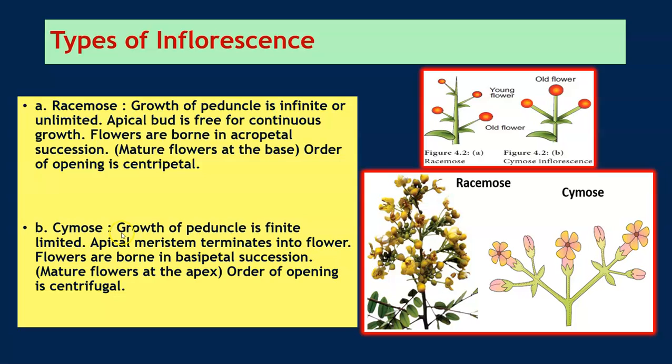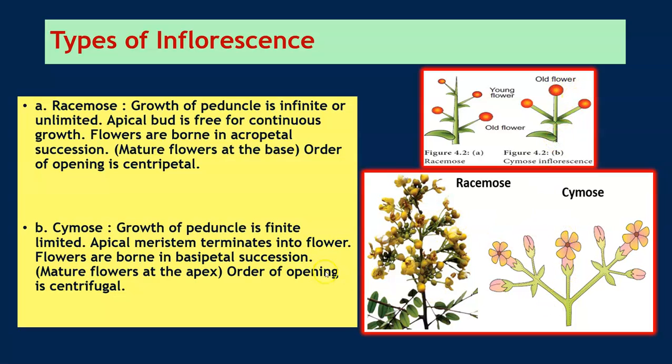And in the cymose inflorescence, the growth of the peduncle is finite. So there is a limited growth to the peduncle. The apical meristem terminates into a flower. So the apical meristem, that is the growing tip, gets converted into a flower. Flowers are borne in basipetal succession. Basipetal succession is where the older flower is at the apex, and below that we have the younger flowers, and the order of opening is centrifugal, that is from up it moves downwards.